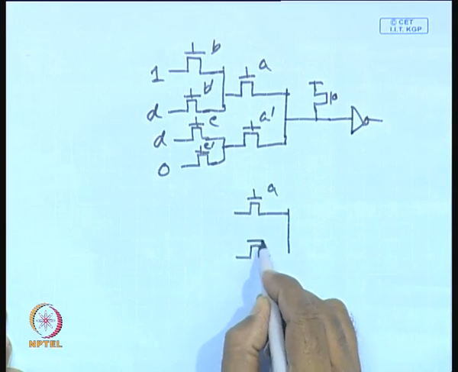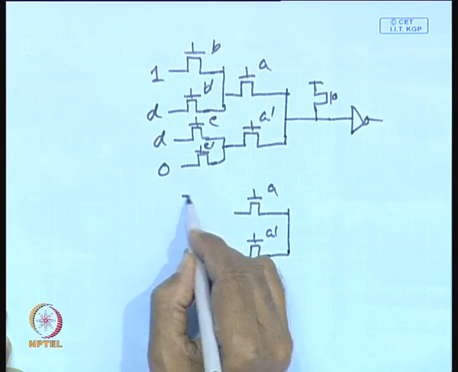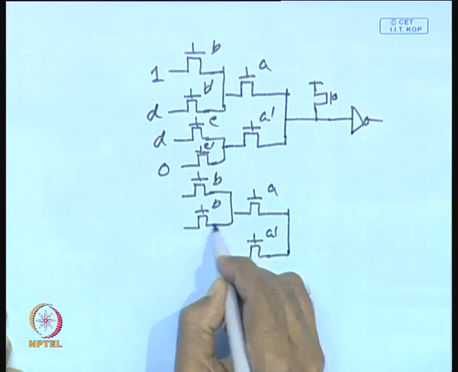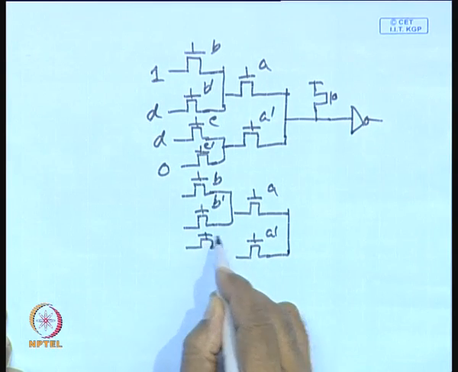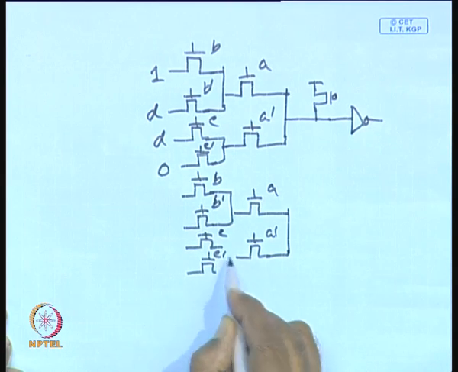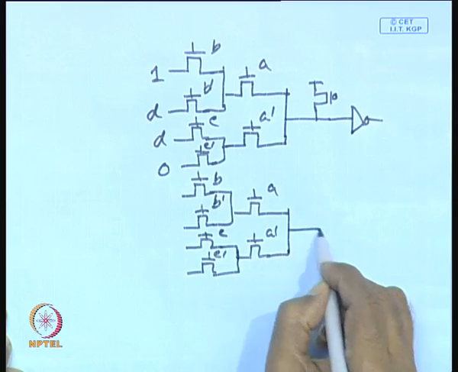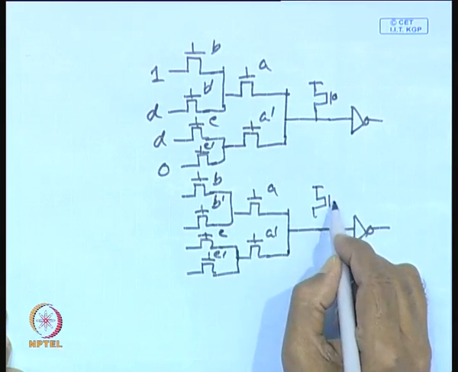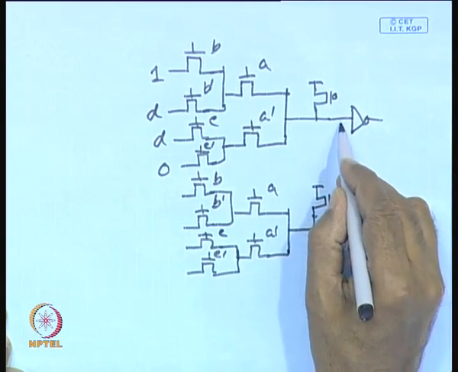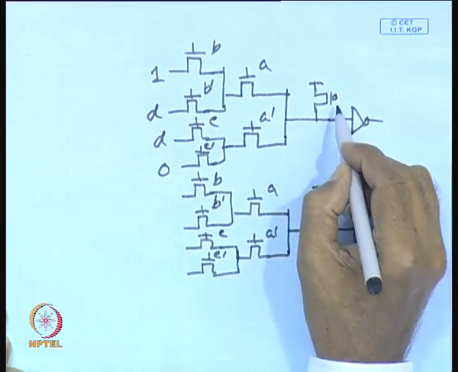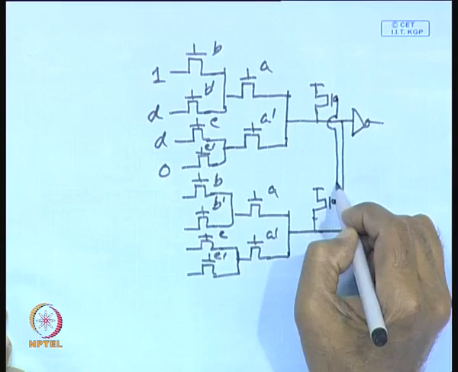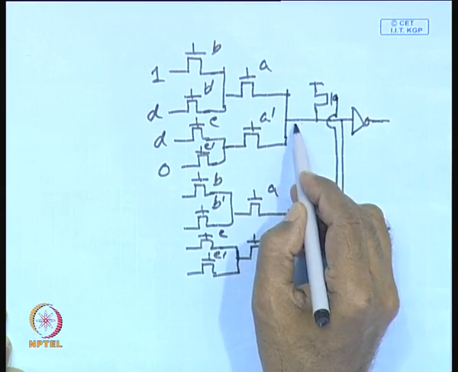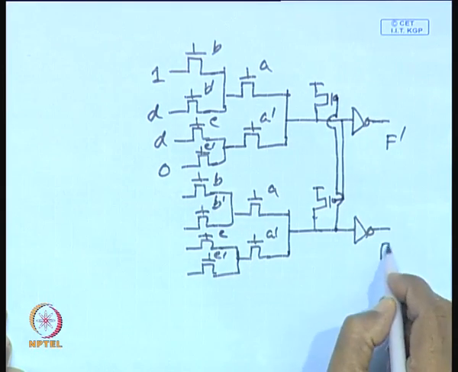A bar and B bar and C bar, and again you will be having an inverter, and another PMOS transistor will be here, and this gate will be connected to this, and the gate of this will be connected to the other side. So, this is how a CPL is realized. Since here you are getting F, you will get F bar here, and here you will get F.